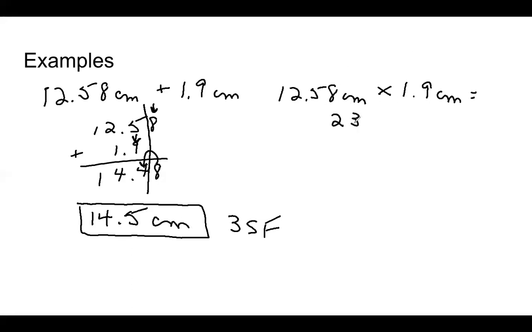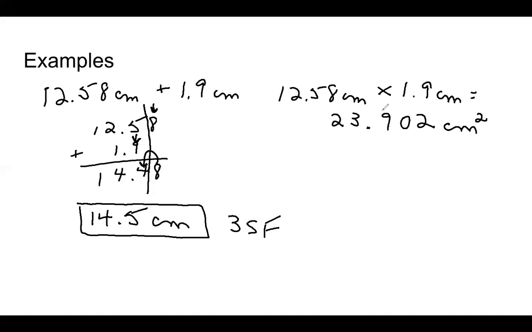So it says 23.902. Centimeters times centimeters is centimeters squared. If we multiply the number, we must also multiply the units. So this would be an area. A length times a width would give you an area. All right, now we have to figure out how to report this with the proper sig figs.